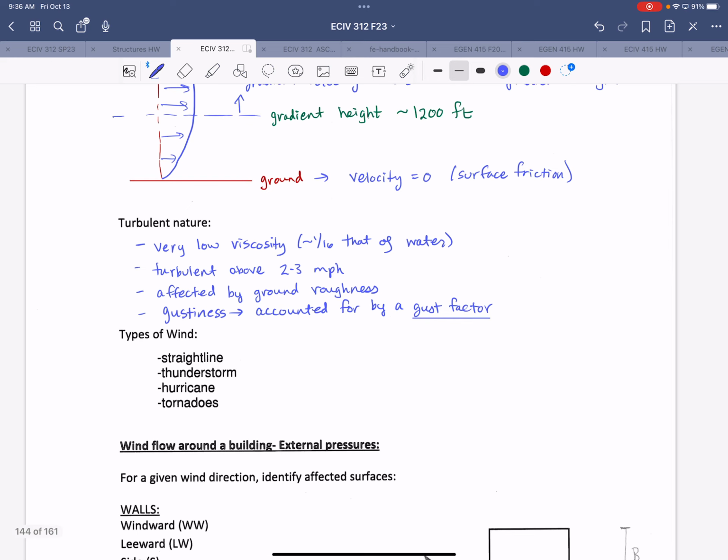Based on what we just described turbulence as, quick question: is turbulence a force? What do you think? No, it's not.